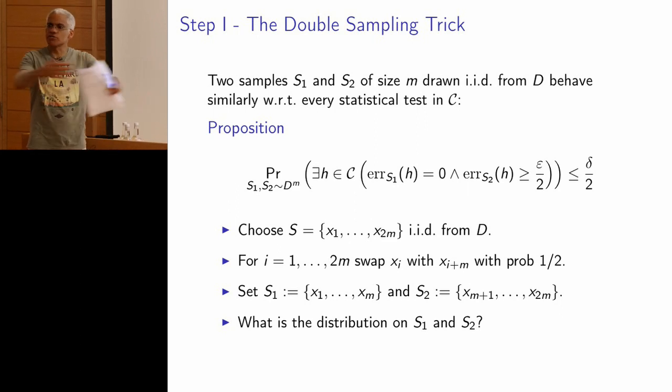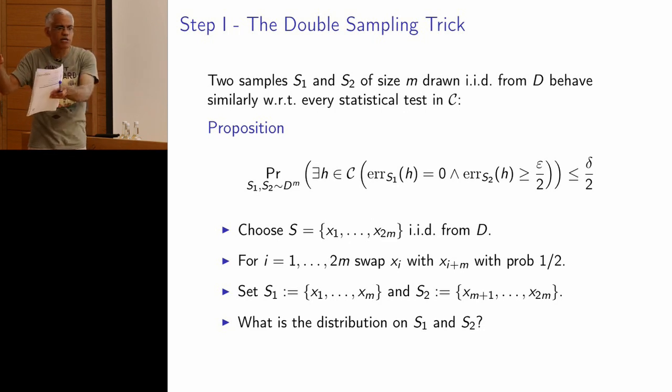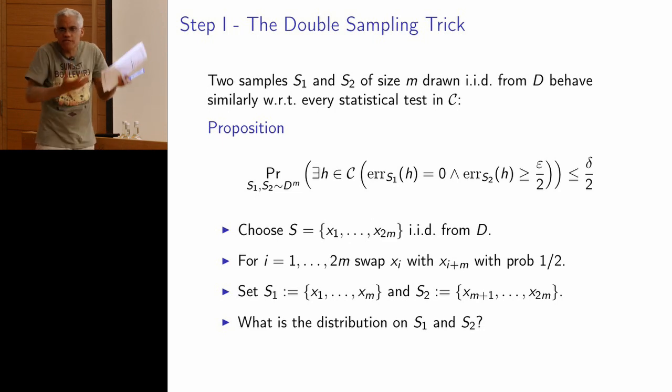If I do this, I draw 2M, do the swapping, and then partition them off into S1 and S2. What's the distribution on S1 and S2? Or can you describe more simply the distribution that I get? Yeah, it's the same distribution as if I were just to draw two sets separately.